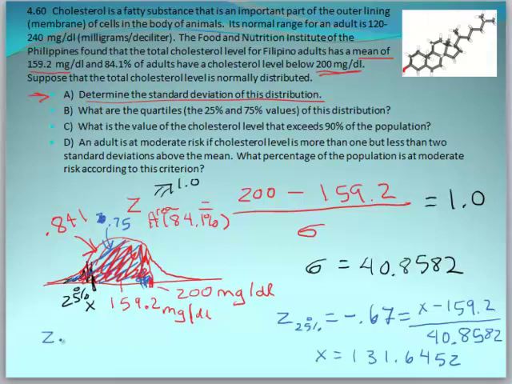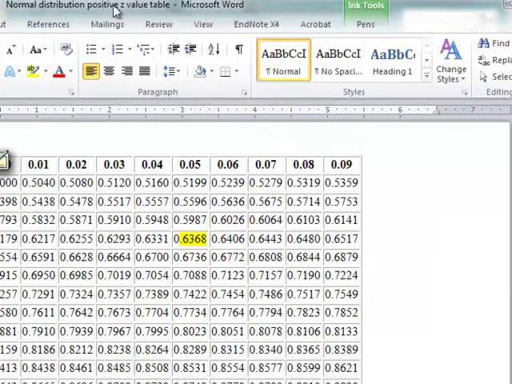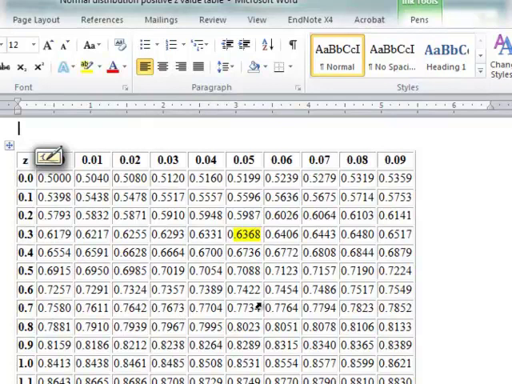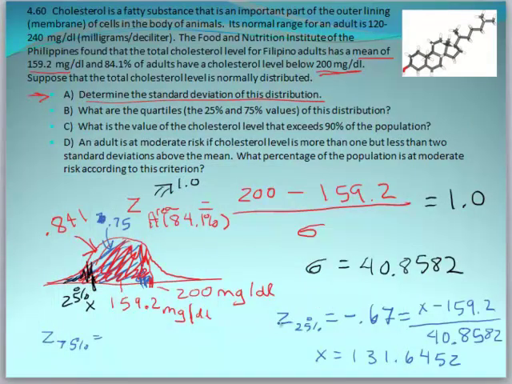Z of the 75th percent, right? I don't know if that's exactly what you should say, but let's go look right here. 0.75. There we go. So it's going to be 0.67 or 0.68, something like that. Oh, well, gosh, they match. 0.68 on the other side. We're doing a little bit of guesswork here.